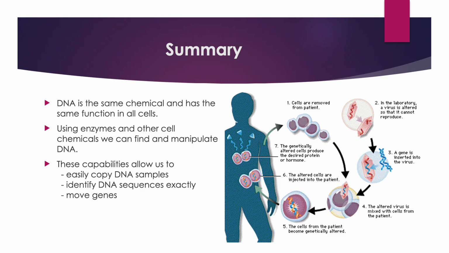So, since DNA is the same in all cells and has the same function in all cells, we can use enzymes and cell chemicals to find and manipulate DNA in test tubes, and we can automate these things. And this has allowed us to move genes, to identify genes, and to do lots of things with that.